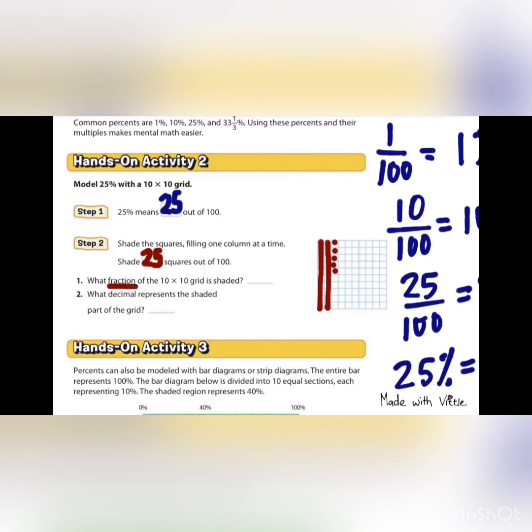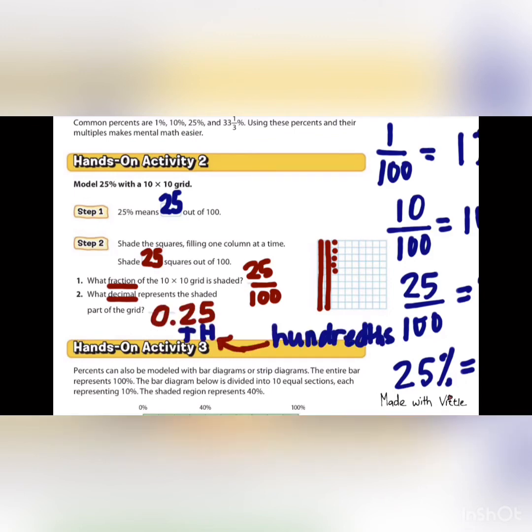What fraction of the 10 by 10 grid is shaded? 25 out of 100. What decimal represents the shaded part of the grid? Now, we don't have everything shaded, only 25 out of 100. This only means that we cannot write it as one whole or 1.0. Rather, we have to write it as a number less than one whole, using hundredths as the place value of your number.